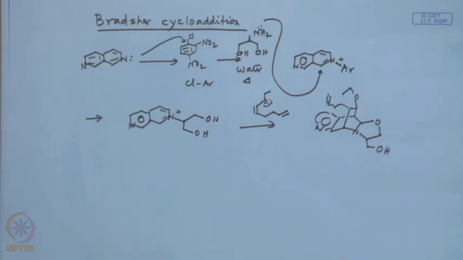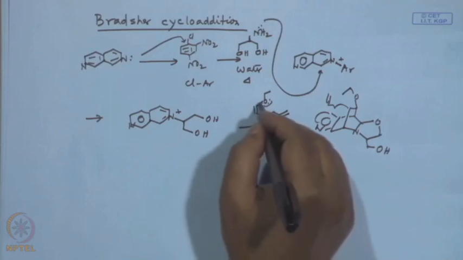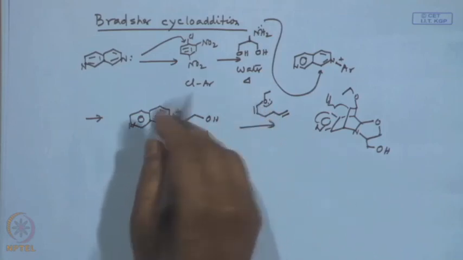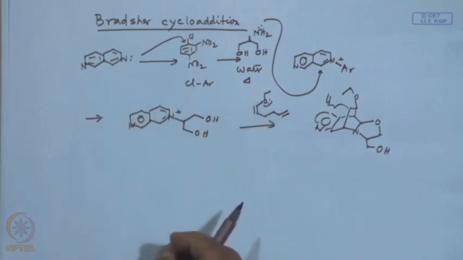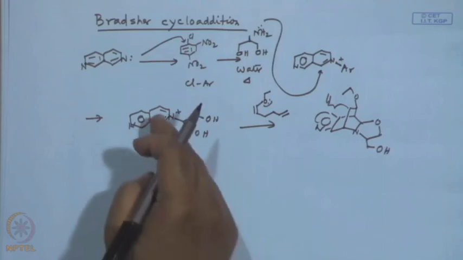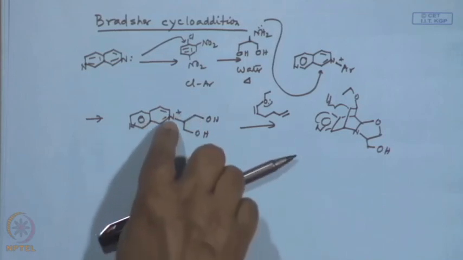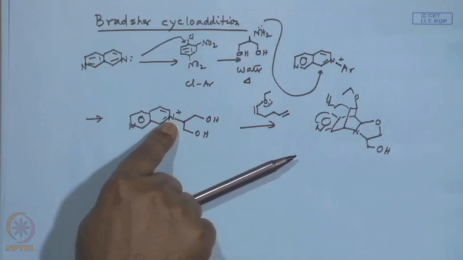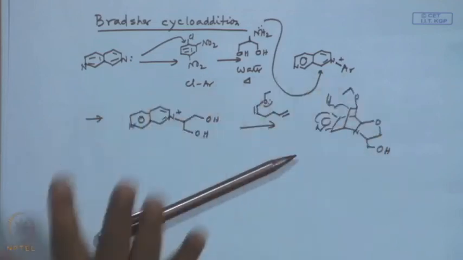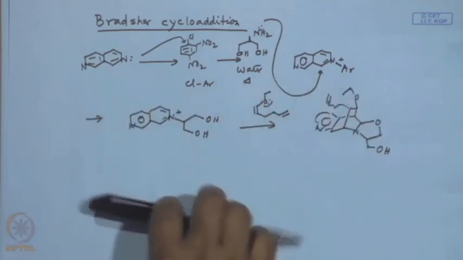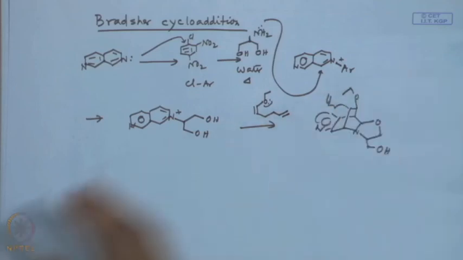So, what is the lesson? The lesson is that this olefin component reacts, and even with a single nitrogen you can expect a Diels-Alder reaction provided it is sufficiently activated by quaternization, and then it undergoes cycloaddition. And eventually you can go on, and there are plenty of examples.